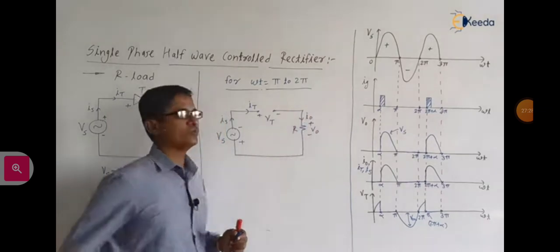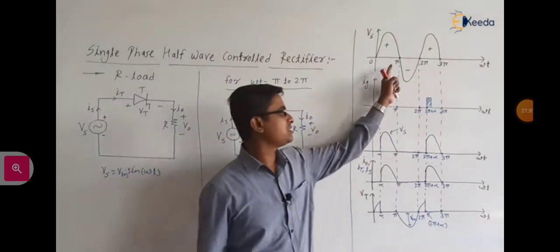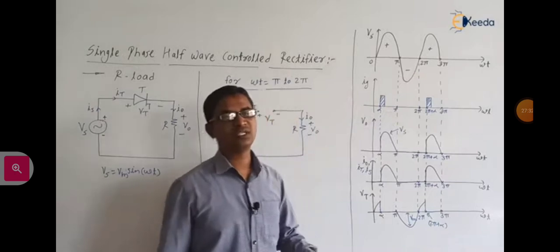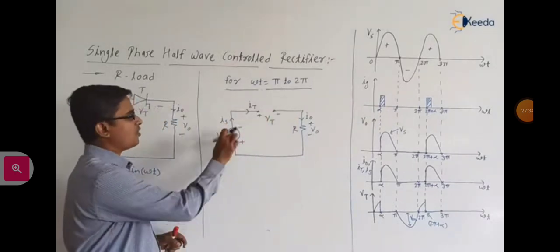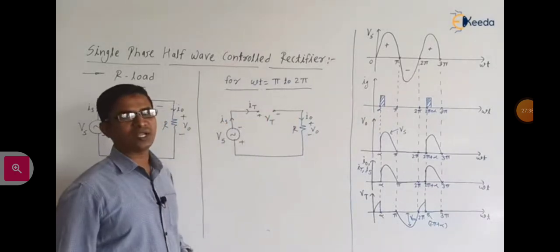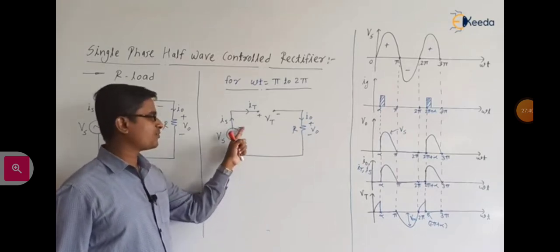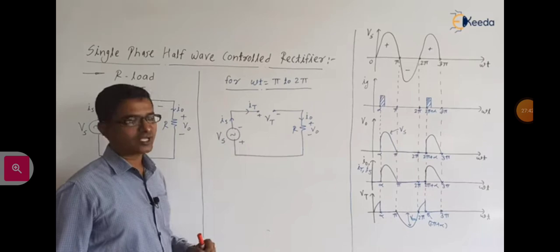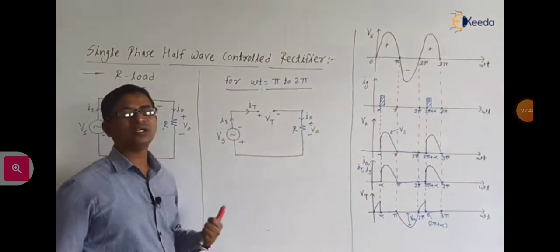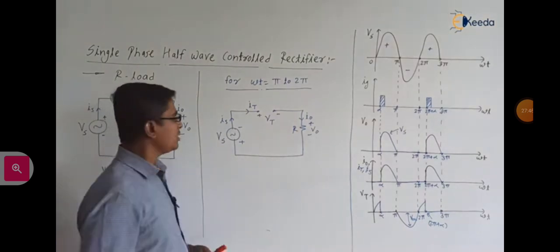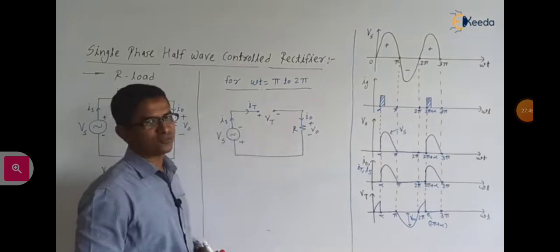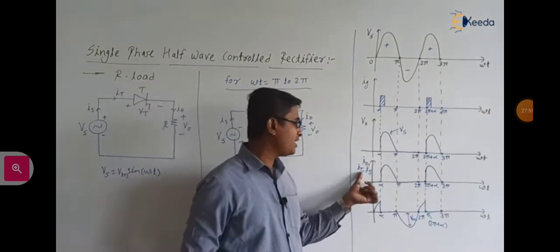After pi the supply voltage is negative, which means we reverse the polarities of the supply voltage Vs: minus here and plus here. This is the lowest potential point, this is the highest potential point. So definitely our thyristor will be in the reverse bias mode.